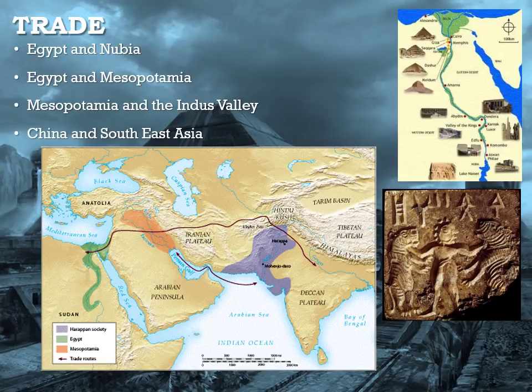And China and Southeast Asia were engaging in trade, a lot of that with ships and boats. And so modern-day Philippines, Malaysia, and Indonesia engaged in trade with China.